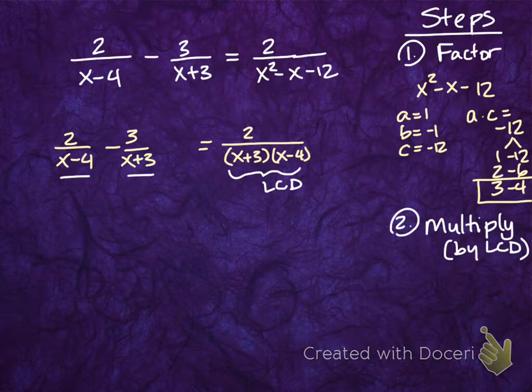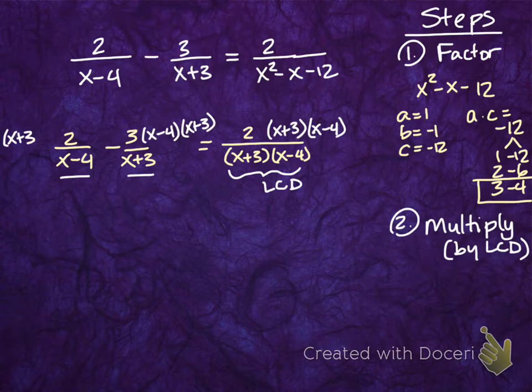Okay, so then if we do that, we have x plus 3 times x minus 4. And whatever we multiply by, we've got to do it to everything. So this is also going to be x plus 3, x minus 4. It doesn't matter what order you put it in. Over here, this is going to be x plus 3, x minus 4. I almost ran out of room. Let me slide this over just a little bit. There we go. Okay, now let's cancel some stuff.